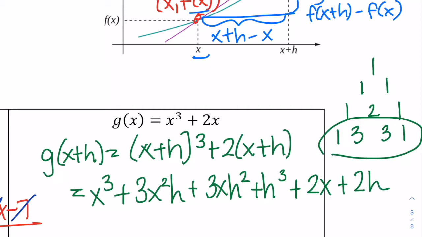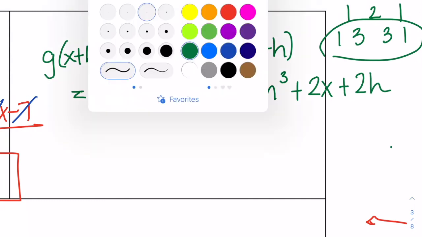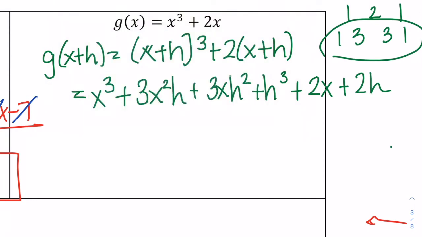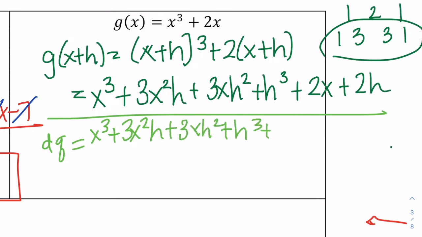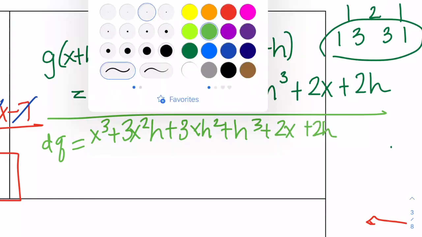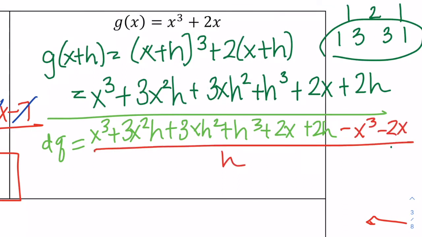Now we're going to plug that in for our x plus h. So let's write this out. X cubed plus 3x squared h plus 3xh squared plus h cubed plus 2x plus 2h. And we're going to subtract f of x. So minus x cubed minus 2x all over h.